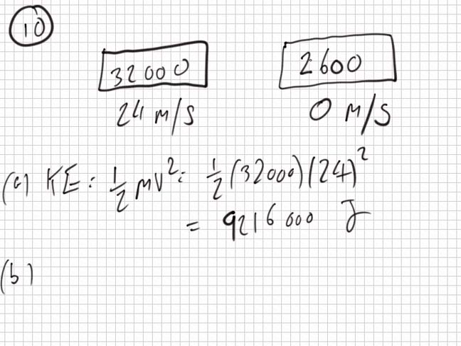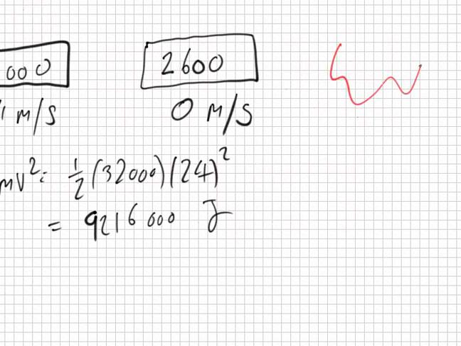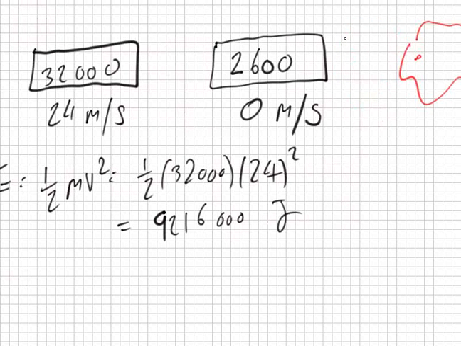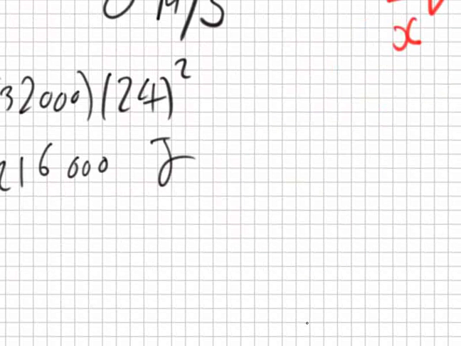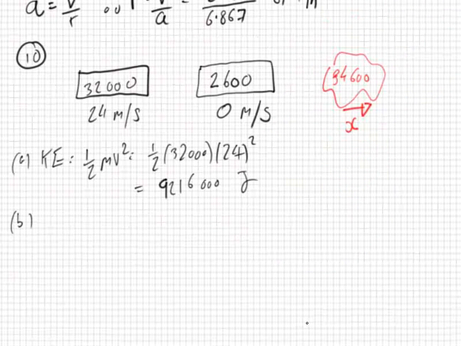So here, they're going to move off together as a blob of mass. The combined mass, 34,600, would be their total mass, and their velocity you don't know, and that's what you want. So what formula do we use when we're talking about collisions? Momentum. So the momentum before the collision equals the momentum afterwards.